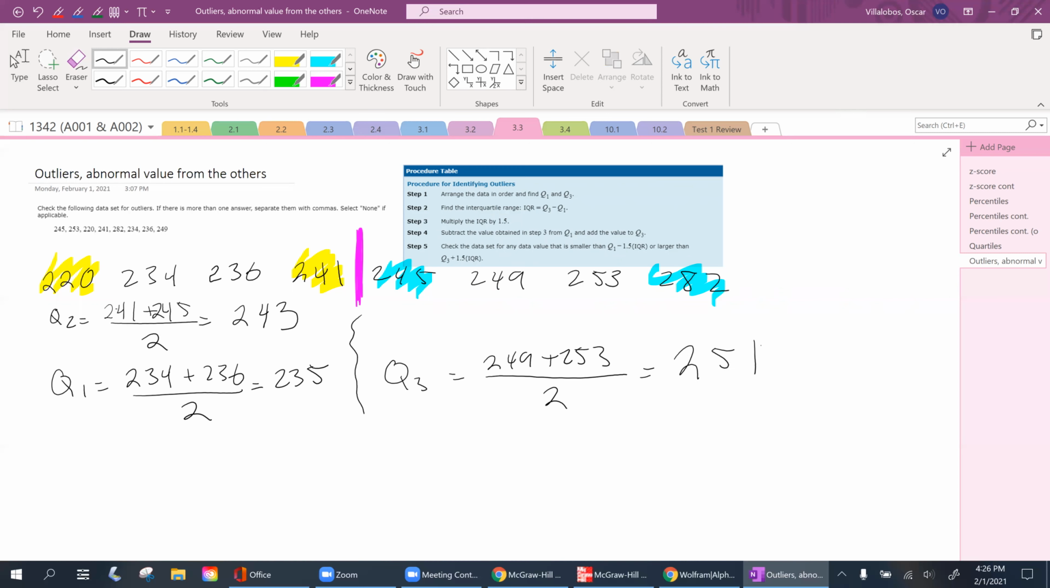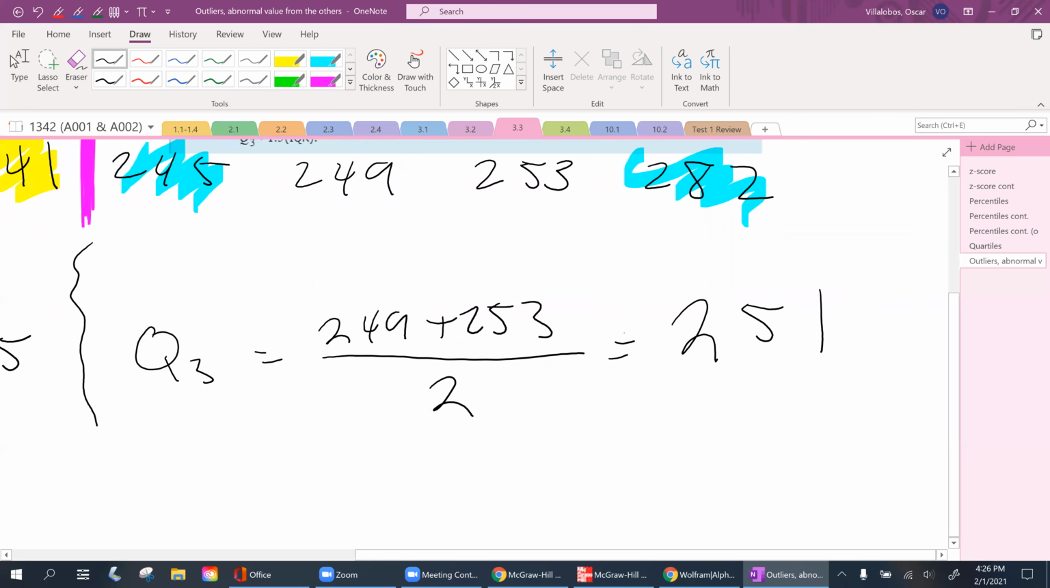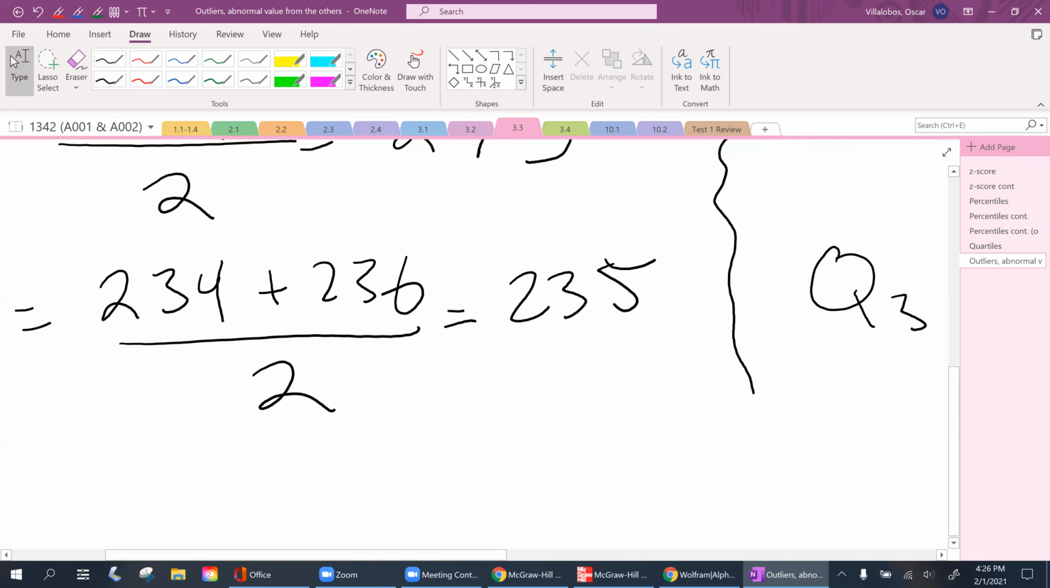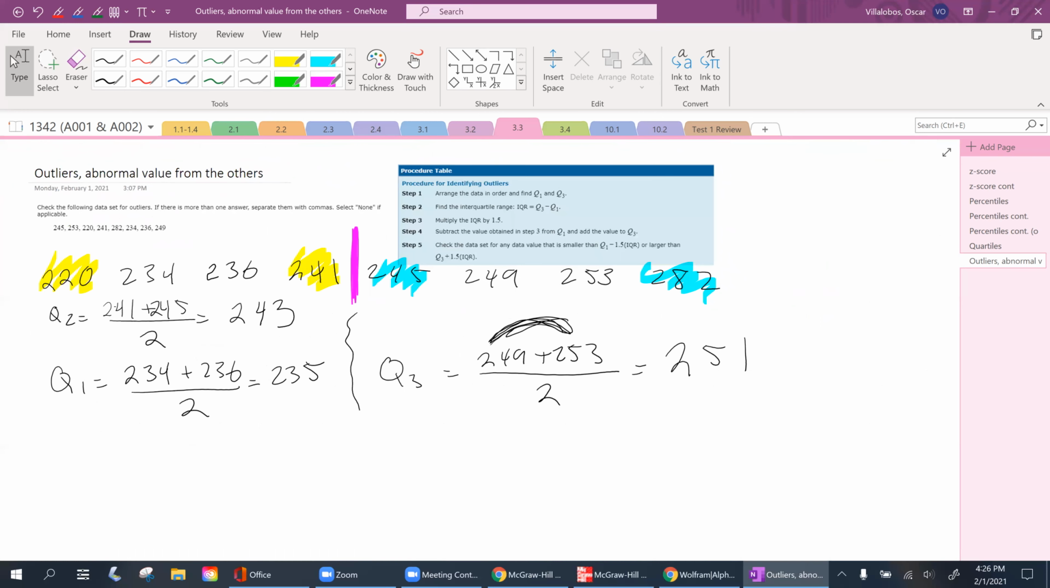251. And one rule of thumb to remember is once you find your Q1, for example, let's focus on Q3, the last one we worked. This Q3 value has to be between these two values. If for some reason you got like 280 something, something's wrong. So you can always use that to check. And I would do the same thing here. It's clear to see that the midpoint between 234 and 236 is 235. So you always want to check as you're going along. And you can do the same thing with Q2.